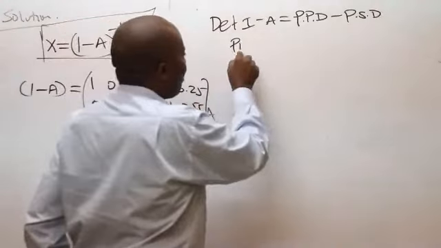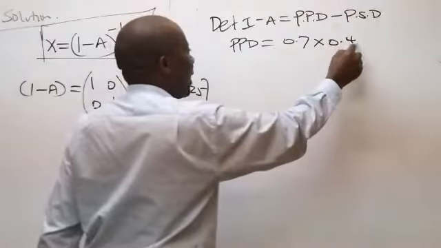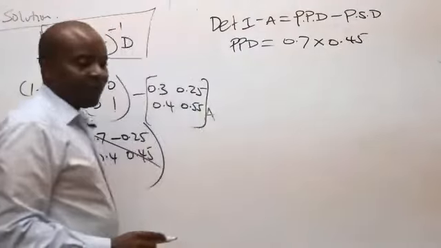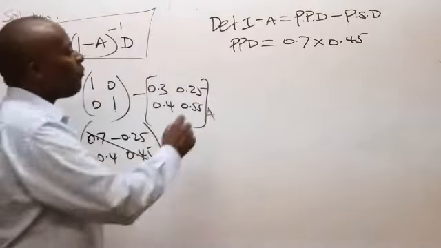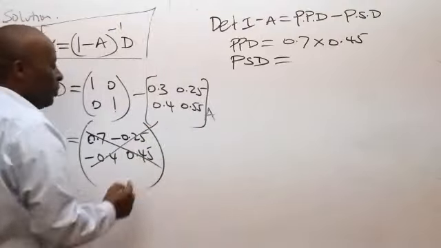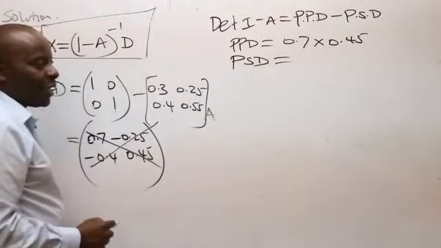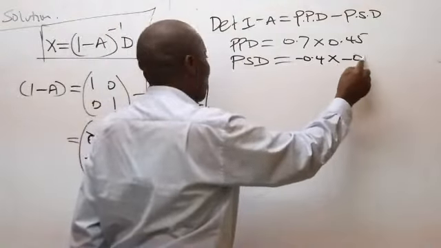So the product of the primary diagonal will be 0.7 times 0.45. Remember, product means that you're multiplying. And then we have the product of the secondary, the other one, which is lagging. So this will be minus 0.4 times minus 0.25.